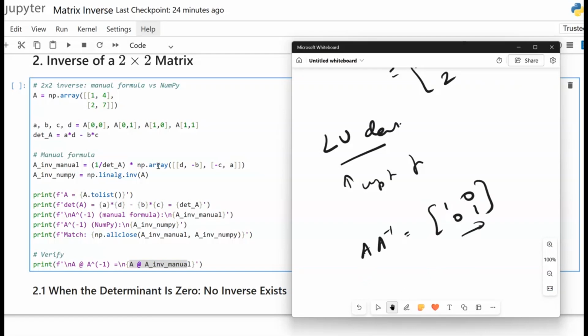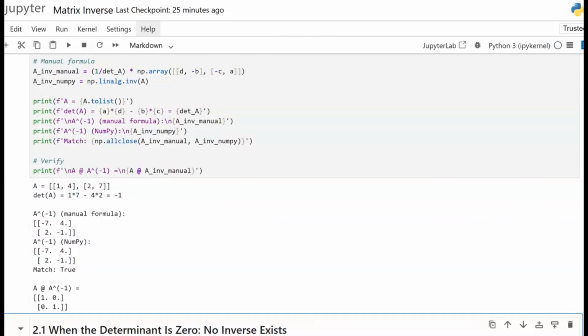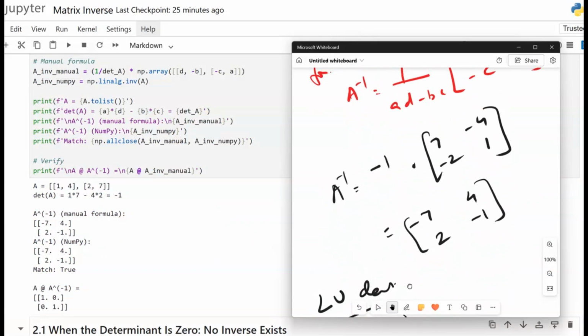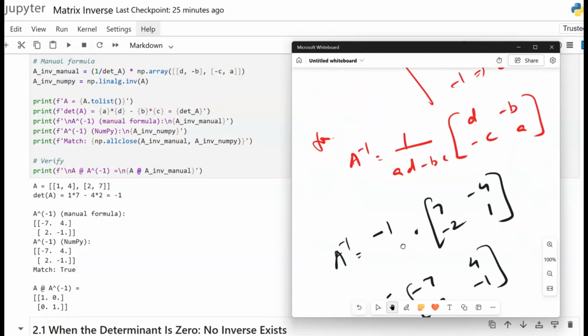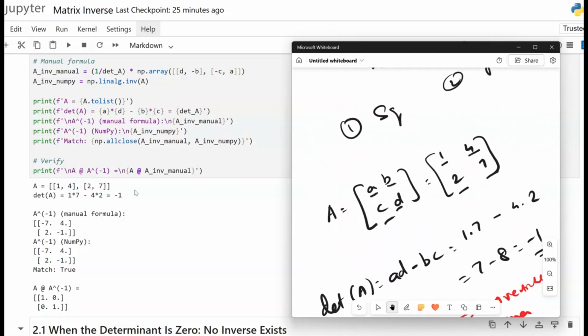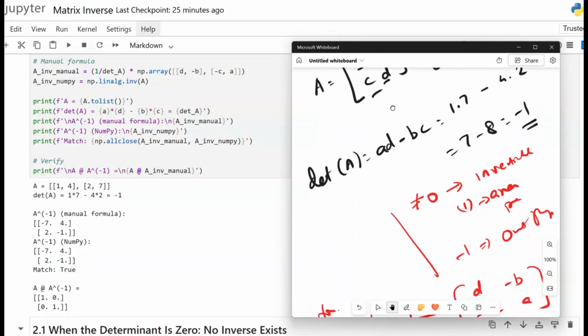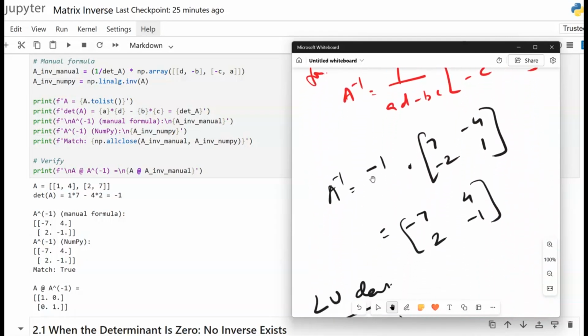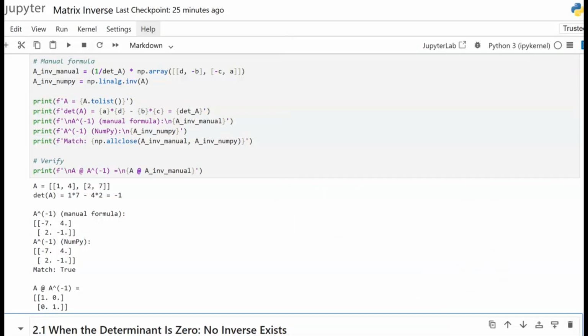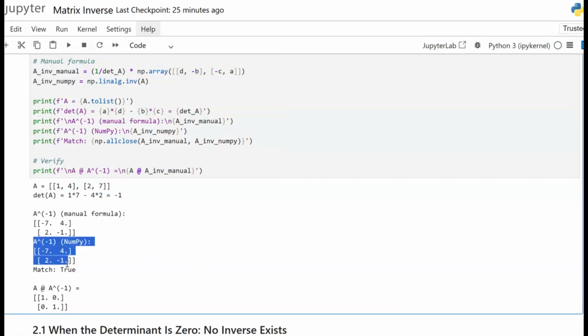Okay, so yes, let me execute. What we have just discussed before, kindly see. The A we had is 1 4 and 2 and 7. Next we did the manual functionality, and here we got the A inverse as minus 7 4 2 and minus 1. And by using NumPy also we got the same. Whether it is matching, of course it is matching. And what is the exact output?